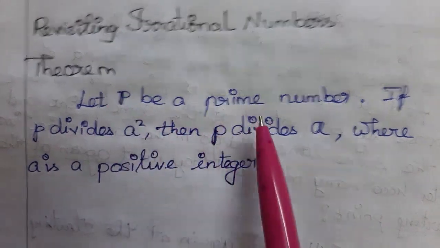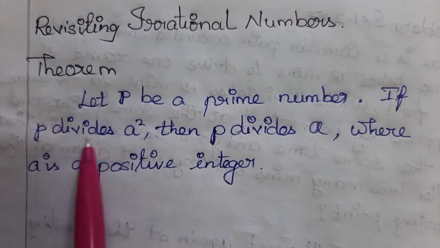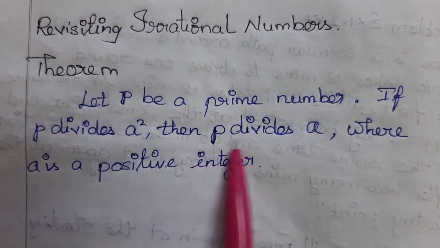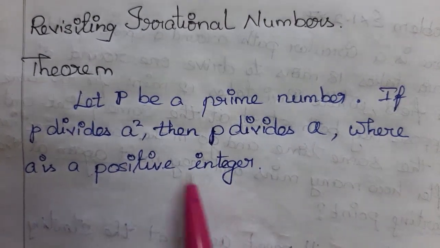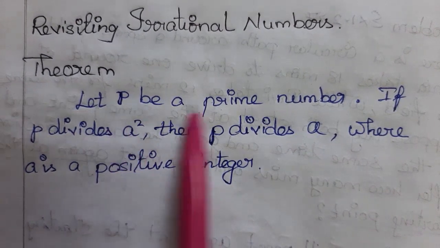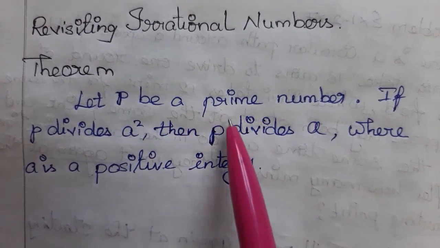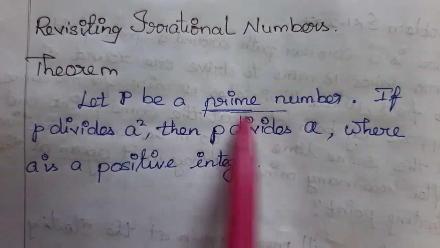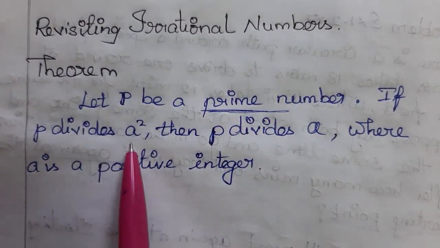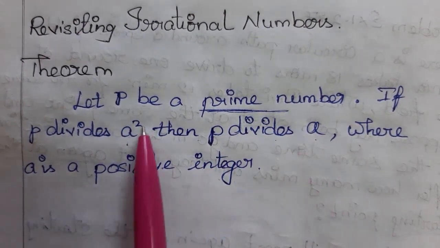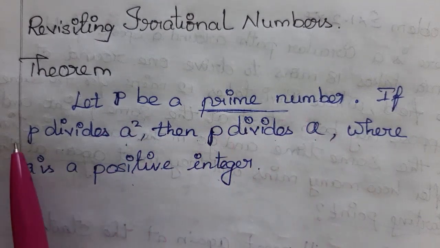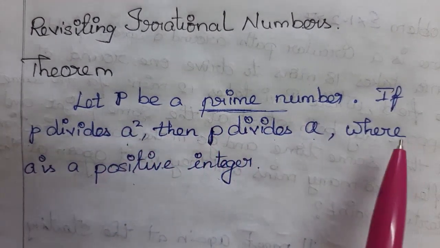Let P be a prime number. If P divides A square, then P divides A, where A is a positive integer. So the theorem says that P is considered as any prime number. If P divides A square, then P divides A, considering A is any positive integer.